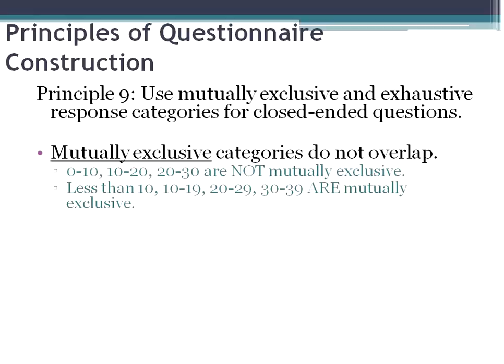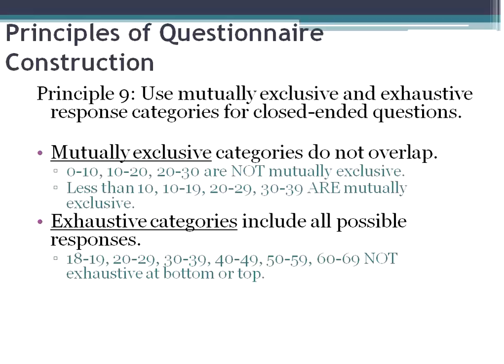So you want to make sure that they're mutually exclusive, so they don't overlap at all. So less than 10, 10 to 19, 20 to 29, 30 to 39, right? These are mutually exclusive because they don't overlap. And you want to make sure that they're mutually exhaustive so that all possible answer choices are represented.